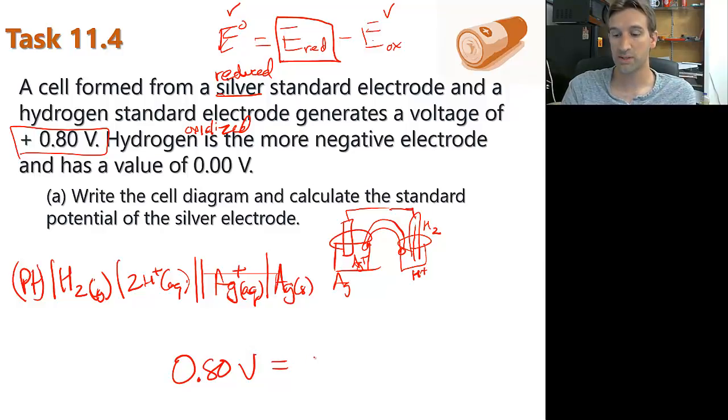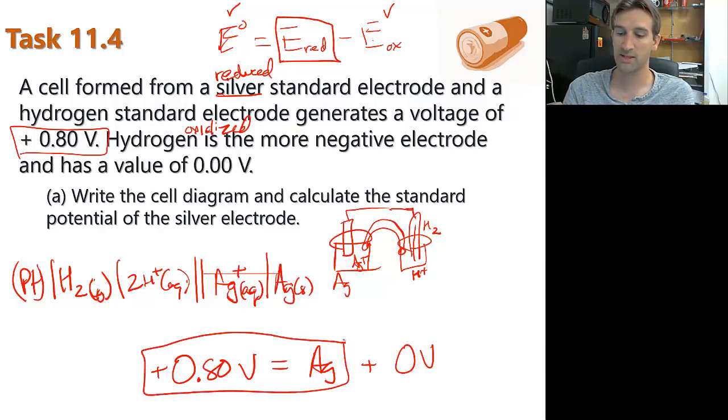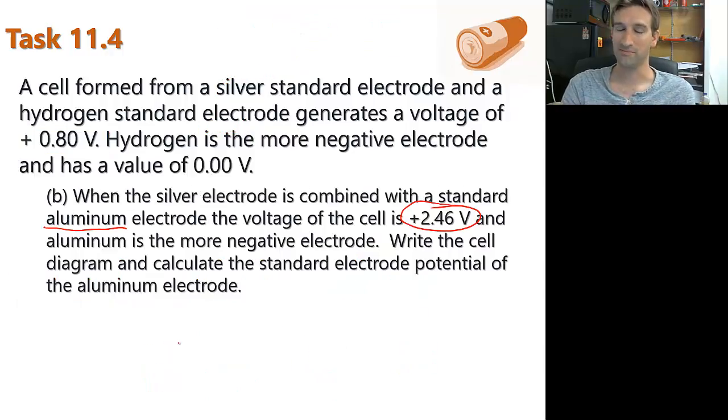Our reduced species is the silver, that's our unknown, so we'll just plug that one in there. And then our oxidized species is the hydrogen, and we know that hydrogen is going to be 0 volts. So when I work this out, I'm going to see that positive 80 volts for Ag and 0 volts. By subtracting away the 0, I find that silver must have positive 80 as its individual reduction potential. All right, now we'll do B.